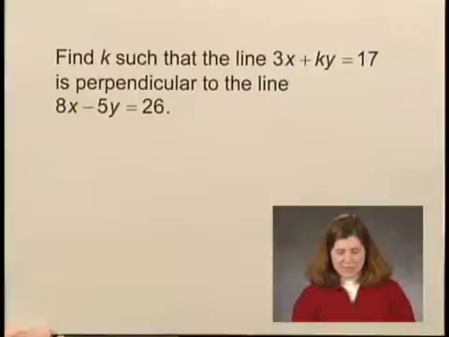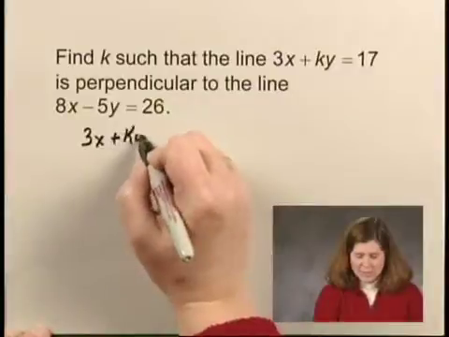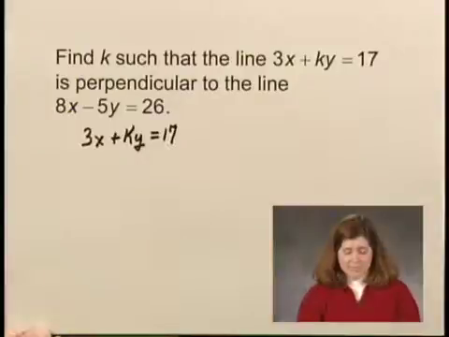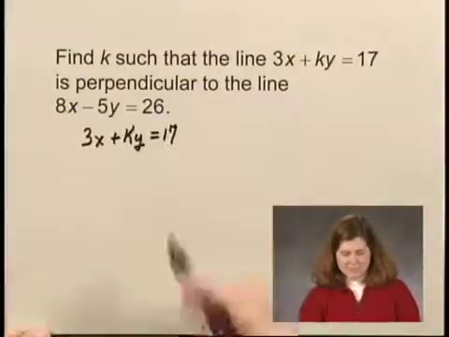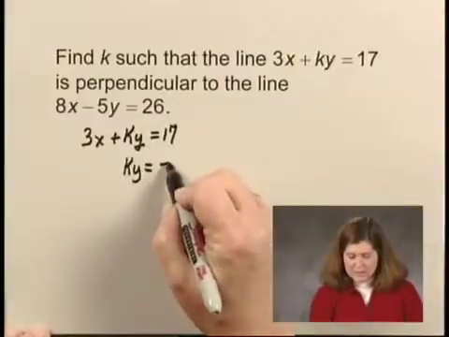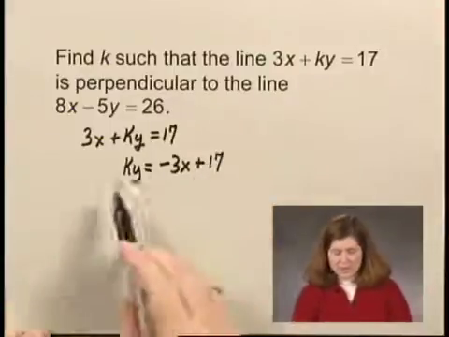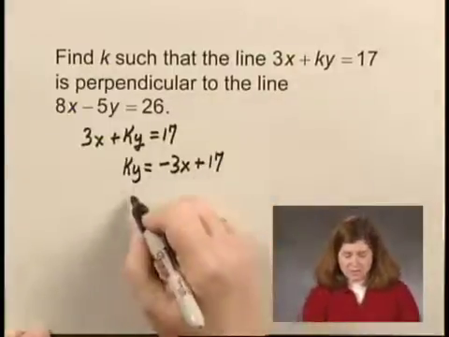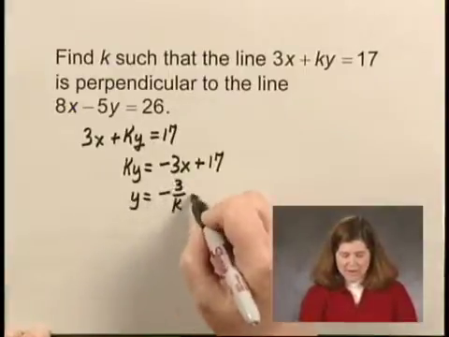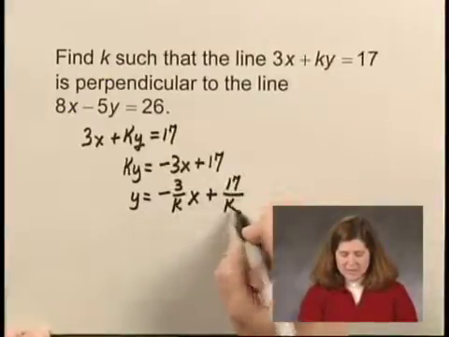Well, if the first line is 3x plus ky equals 17, we're going to solve for y and then determine the slope of the line. Subtracting 3x, we have ky equals -3x plus 17. And multiplying everything by 1 over k, we have y equals -3 over k x plus 17 over k.